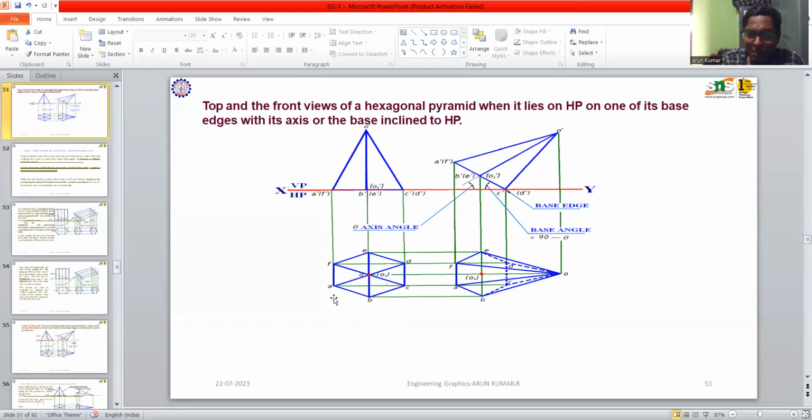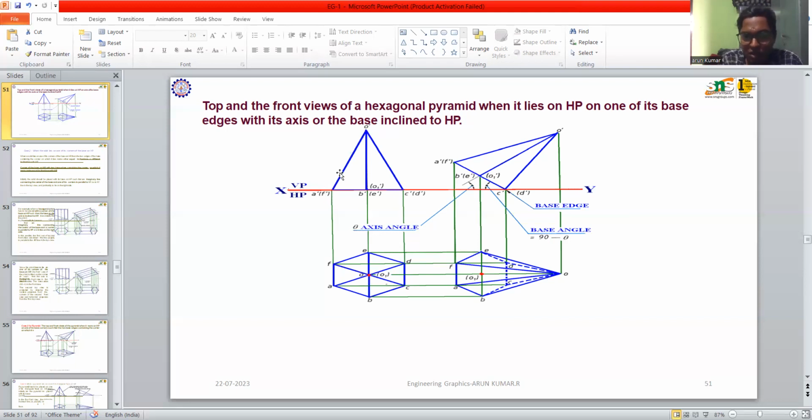For example, AF is represented as a dash F dash, BE as B dash E dash, and CD as C dash D dash. So I have to draw all the lines and the center of this solid, that is O1. I have to project the height given in the question, that is the pyramid height, up to the given value. For example, if I take 70, this is 70. I have to draw the 70 height.